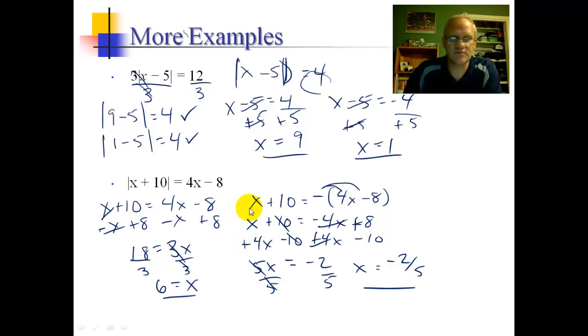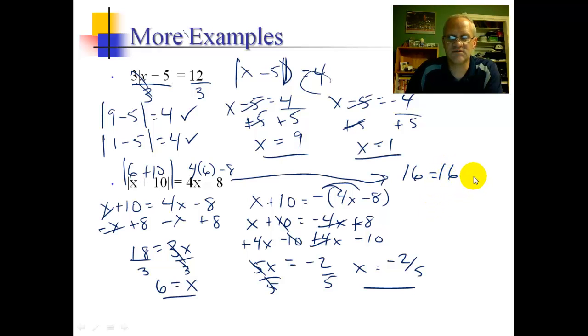And again, this is why we're ending with this one. This is probably one of the trickier ones. But let's go back here. Let's do 6 first. I'm going to put 6 in here. So I have the absolute value of 6 plus 10. I'm kind of running out of room. That's going to give me 16 on the left. And then for this x, I'm also going to plug in 6. So this is 4 times 6 minus 8. That's 24 minus 8, which is 16. So 16 equals 16. That one's good.